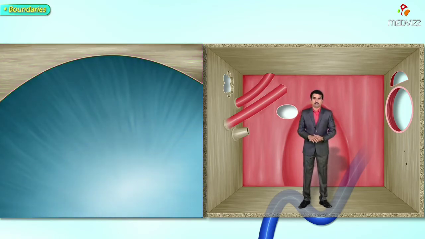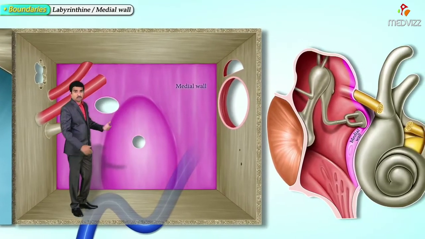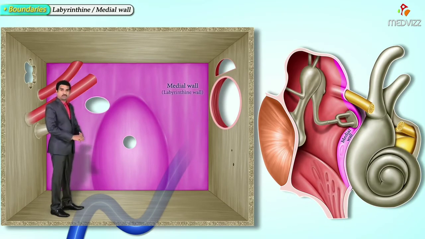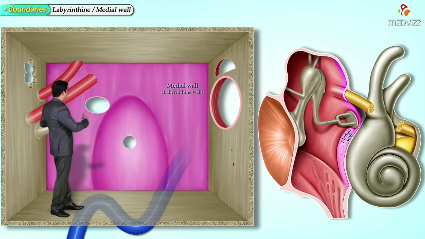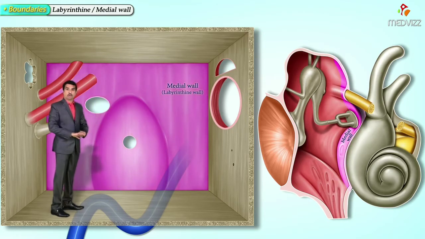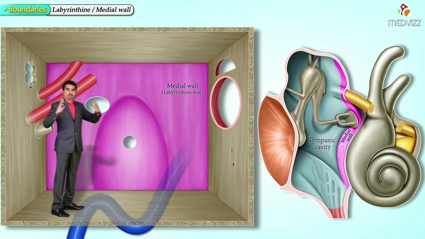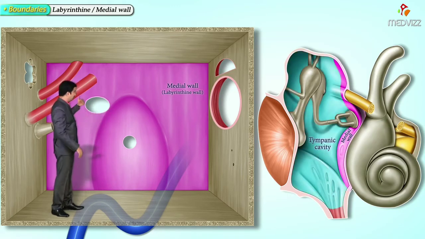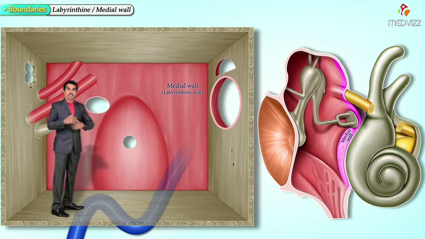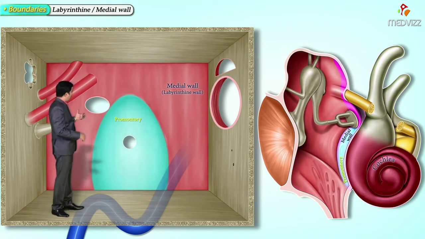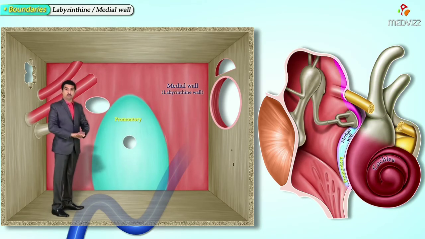So after the lateral wall, now we have to see what the medial wall is, right? This medial wall is called the labyrinthine wall. This is the wall that separates the tympanic cavity from the inner ear. The basal turn of the cochlea forms the promontory of the labyrinthine wall here.